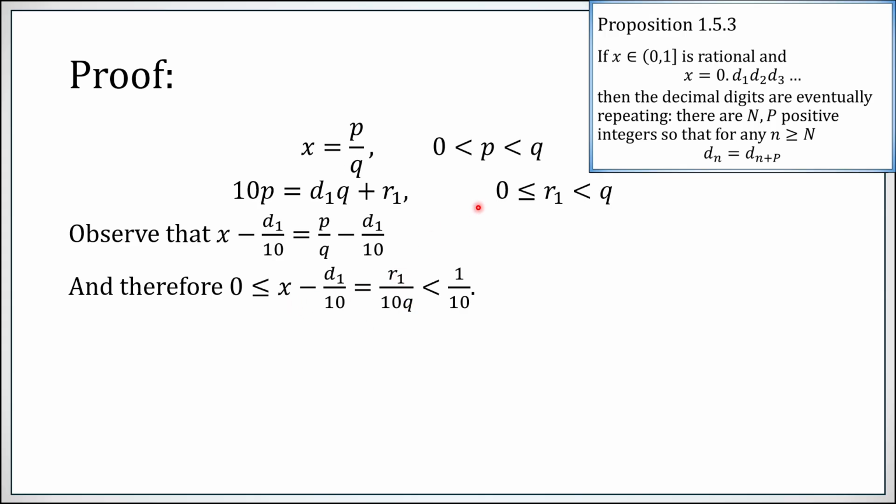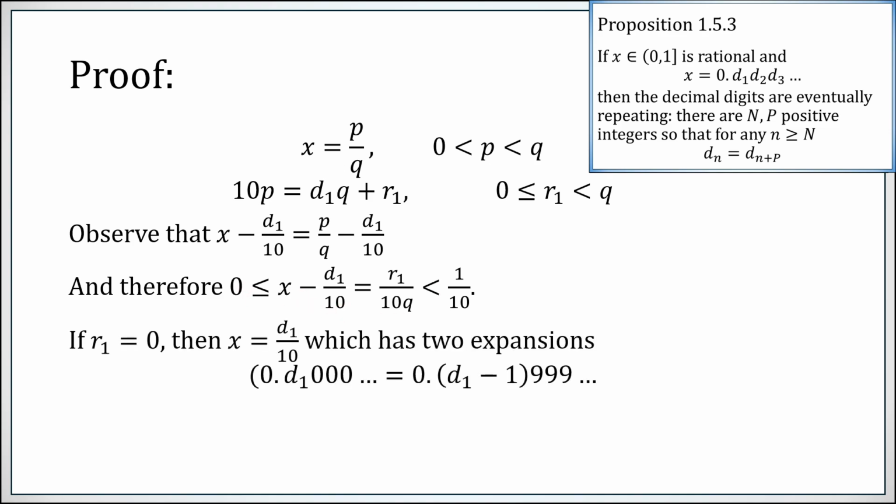Now, r1 is bigger than or equal to 0, so this expression is bigger than or equal to 0. But r1 is less than q, so this expression is less than a tenth. So x minus the first truncation is between 0 and a tenth. What would happen if the remainder is 0? Well, if this first remainder is 0, you simply get equals 0 here, so x equals d1 over 10.